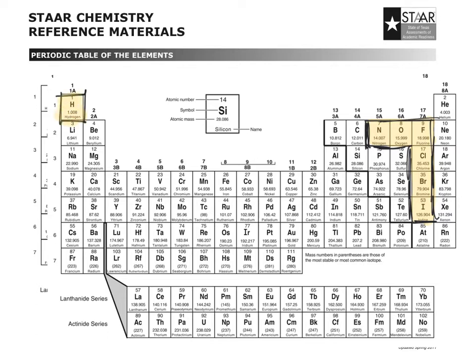These elements are called diatomic. Diatomic elements mean they only occur naturally in pairs. And this is only when the element is by itself, not in a compound. So the one we're looking at in our problem right now is chlorine.